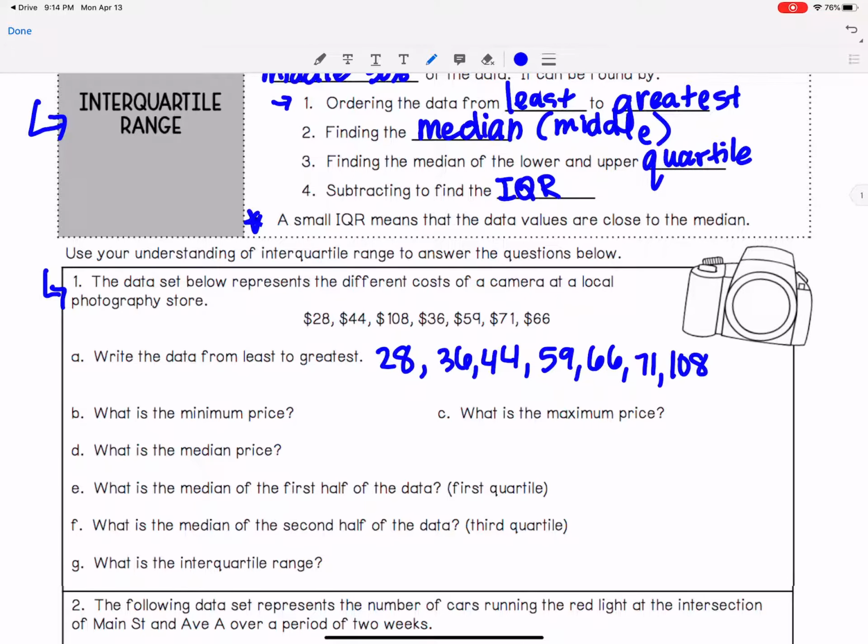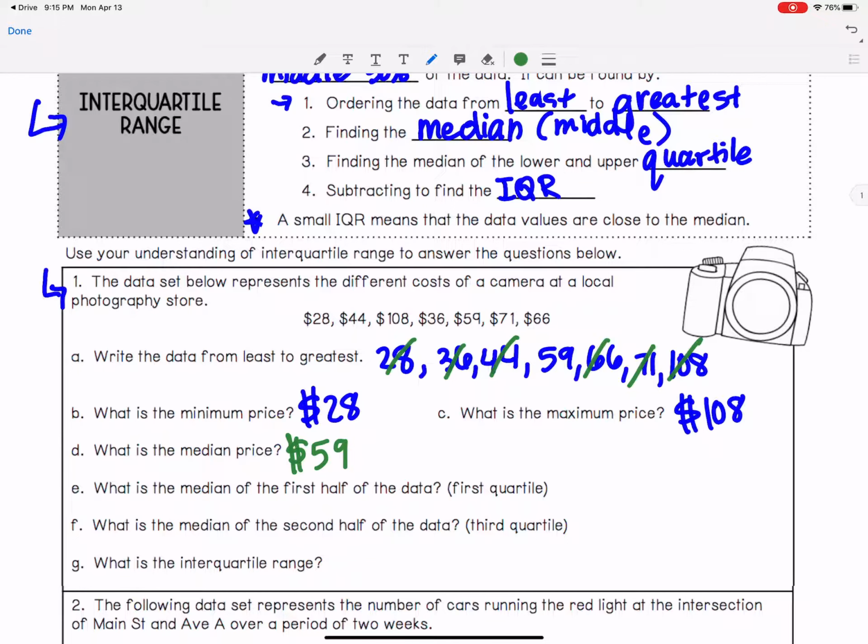So what's the minimum price for one of the cameras? It was $28. What is the maximum price of the cameras? It's $108. What is the median price? That means what's that middle price going to be? Let's see, we have 1, 2, 3, 4, 5, 6, 7 numbers here. So I can find the very middle number. One way that I like to do that, and let's go ahead and switch colors here, is to cross off one on each end, a number on each end, and just keep going until you're left with a middle number. Looks like 59 is my middle number. So that means the median price is going to be $59.